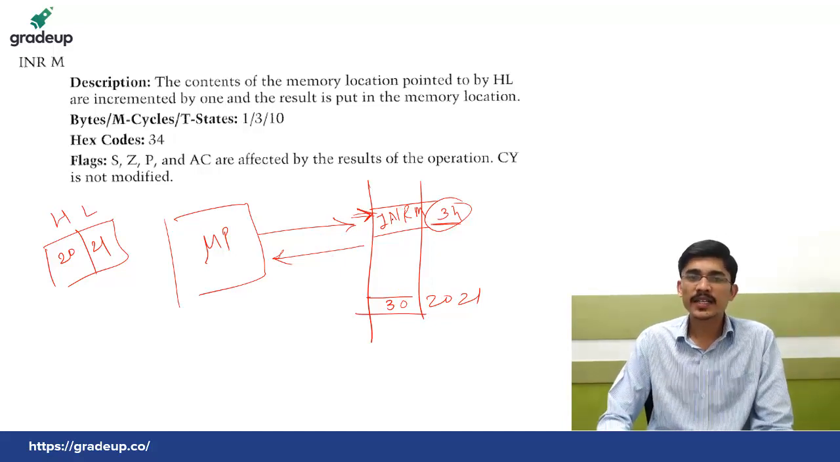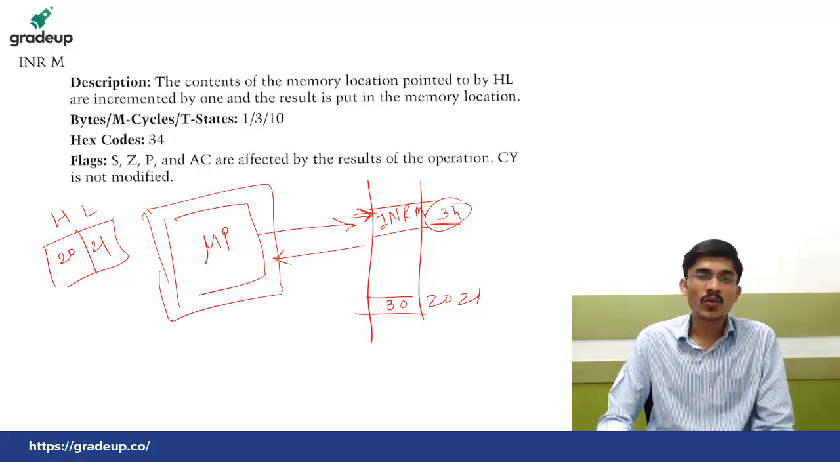Increment, decrement, addition, subtraction, whatever operations are possible, are possible inside the microprocessor only. The microprocessor cannot do any operation directly on the memory. So let's see what is happening here. It first comes to understand that 34 is written here.